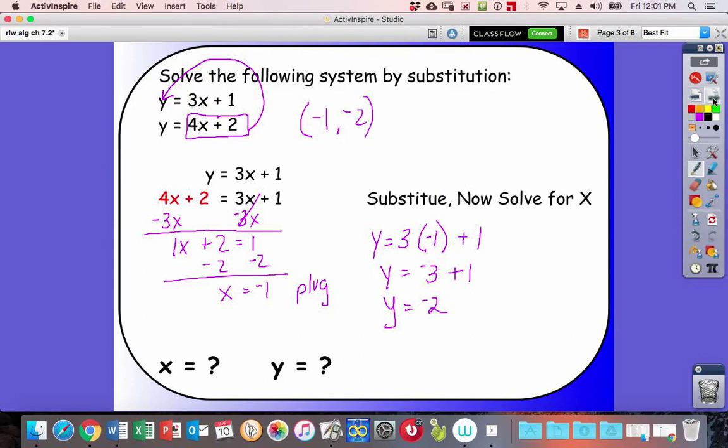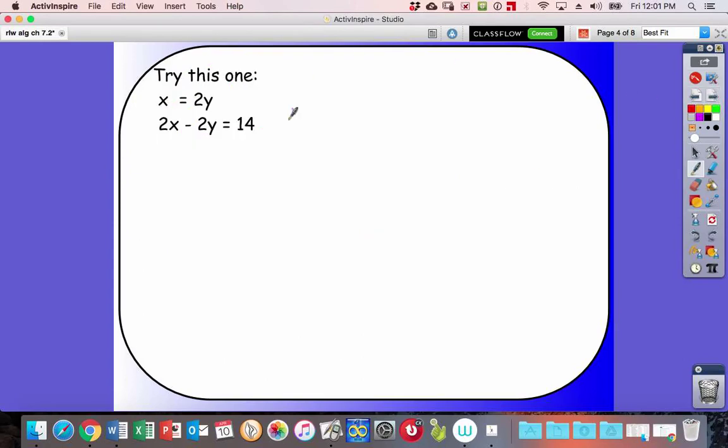Let's try another one. So for this one, I only have one equation where the variable is all by itself. And you know, Miss Webb's always about doing it the fastest way and the most efficient way. And x is already by itself, and I don't want to do any more work. So I know that x is equal to 2y. So I'm going to take that box and I'm going to substitute it into the equation below.